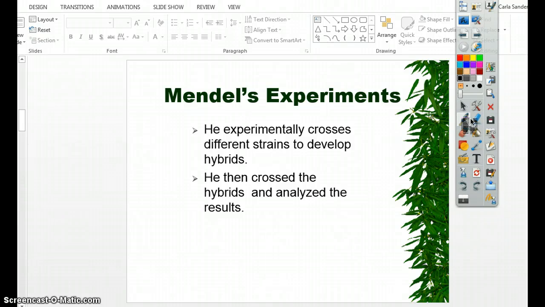Okay, Mendel and his experiments. He experimentally crossed different strains to develop hybrids. So remember, he crossed, let's just say, pure tall with pure short. He produced all tall plants. These were a hybrid of their parents.